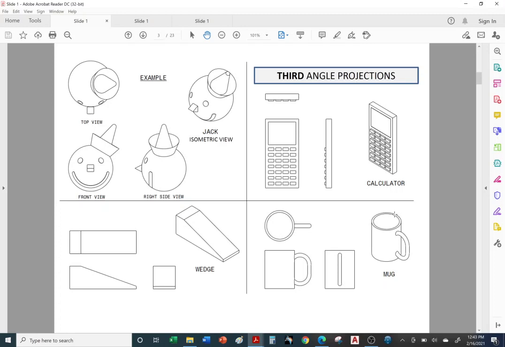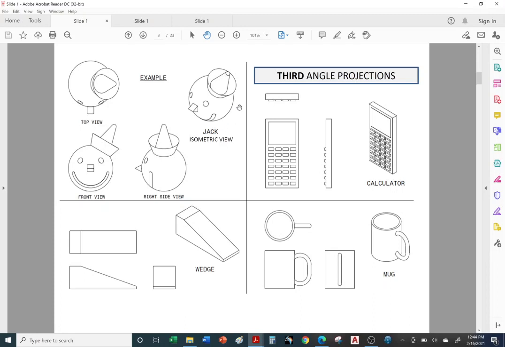Okay, so in this class, we're only going to be covering third angle projection. Here are some examples of third angle projection. Imagine we're looking at Jack's mugshot. If you're giving instructions to Jack, okay, face the camera, Jack. That's the front view.